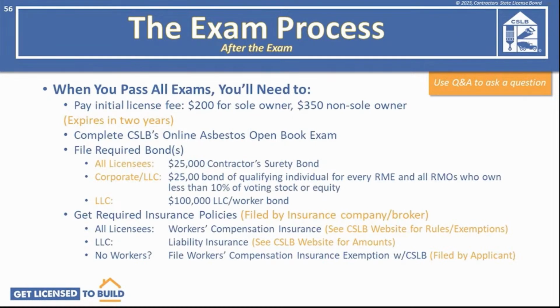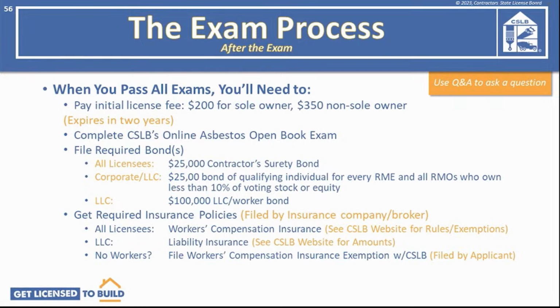After you pass your exams, what happens next? First, you'll need to pay your initial license fee, $200 for a sole owner license and $350 for a non-sole owner license. That will be good for 2 years. You'll also need to complete an online asbestos open book exam. Plus, you'll need to file your required $25,000 contractor surety bond and possibly other bonds depending on what type of business entity you'll have.